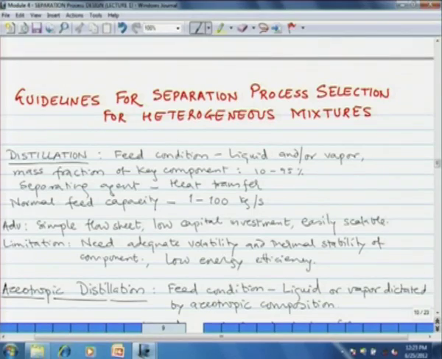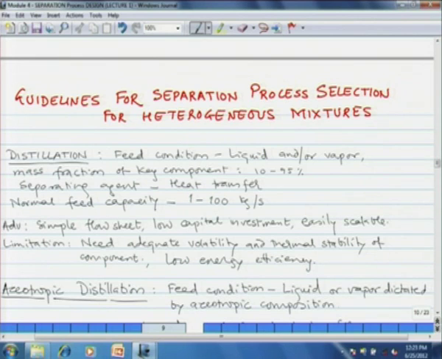However, people still go for distillation because of the flexibility of product purity that can be obtained from distillation, and also the know-how that is already established for distillation column design. For these two reasons, the designer would like to go for distillation for separation of reaction mixture. The normal feed capacity is between 1 to 100 kg per second.